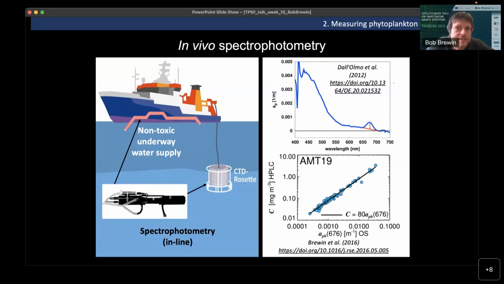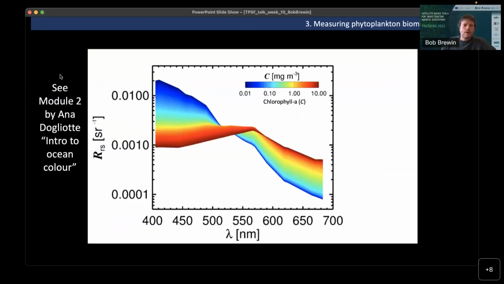So more recently, people have been attaching these types of instruments onto the CTD rosette to measure profiles of chlorophyll in the ocean, but also attaching them to the non-toxic underway water supply to get very accurate continuous measurements of chlorophyll A phytoplankton biomass as the ship moves through the ocean. Okay, so that's a little bit about how typically we measure phytoplankton chlorophyll A concentration at sea.